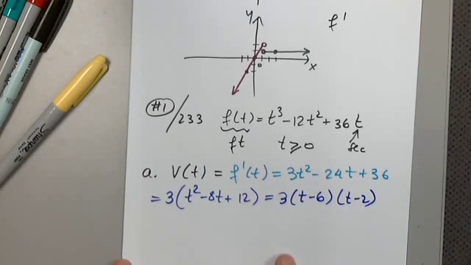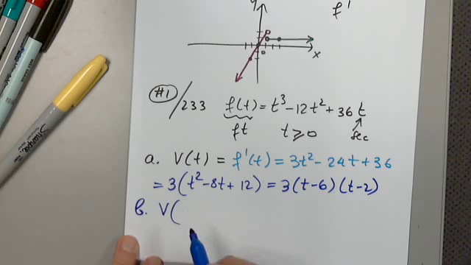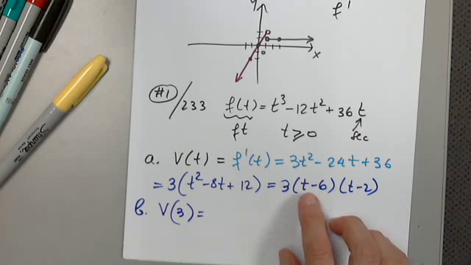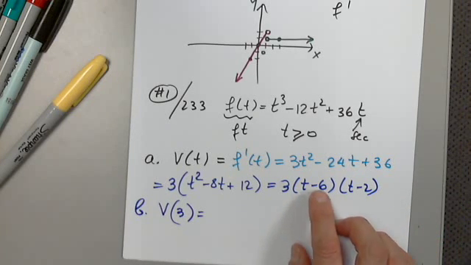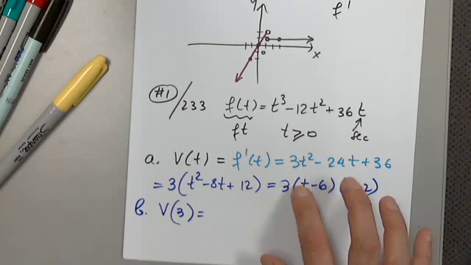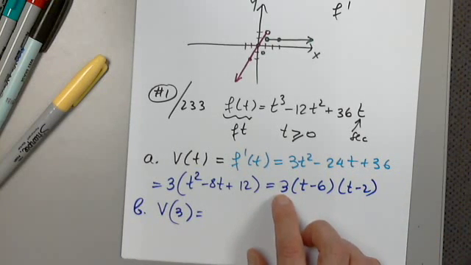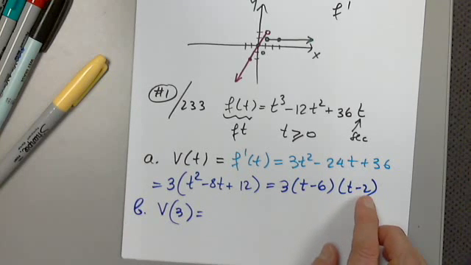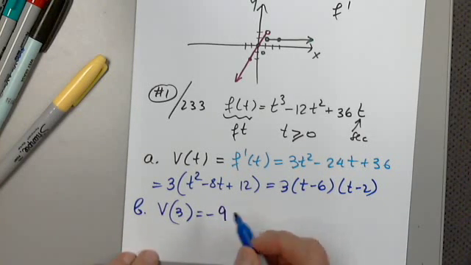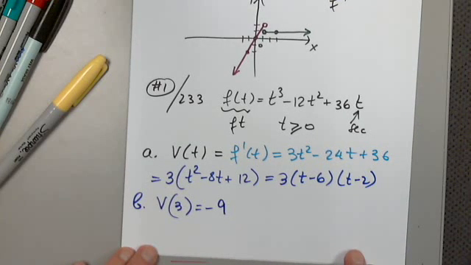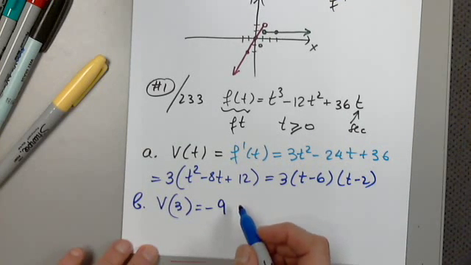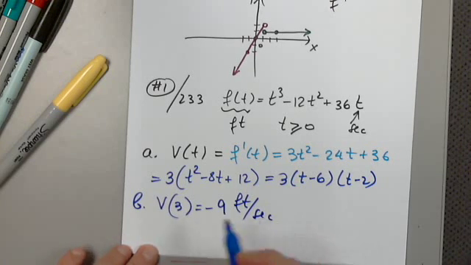Very good. In part B, what is the velocity after 3 seconds? So the velocity after 3 seconds will be nothing else but V of 3. And look at this, this is much easier to multiply. How much is 3 minus 6? Negative 3 times 3, negative 9. And how much is 3 minus 2? That's it, negative 9. Measurement unit, please. Yes, feet per second, very good.